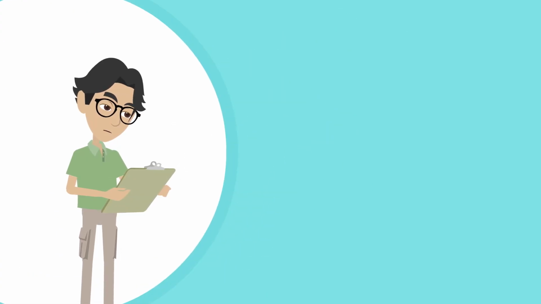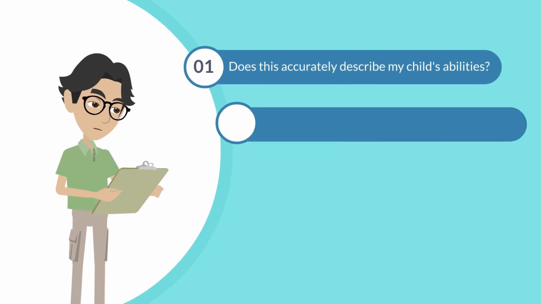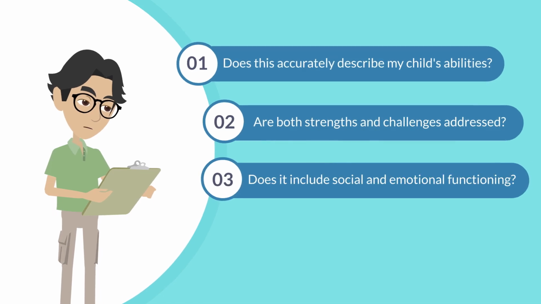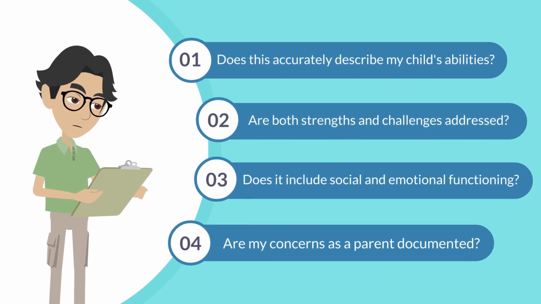When reviewing present levels, ask yourself, does this accurately describe my child's abilities? Are both strengths and challenges addressed? Does it include social and emotional functioning? Are my concerns as a parent documented?